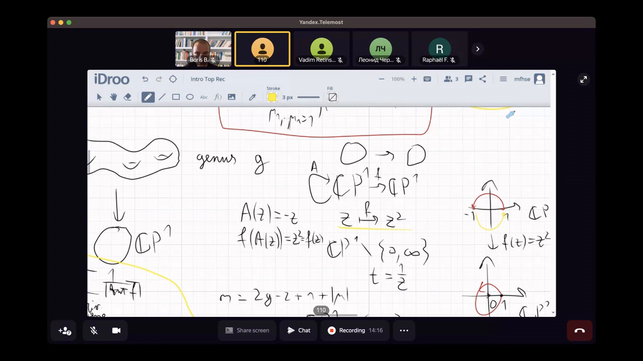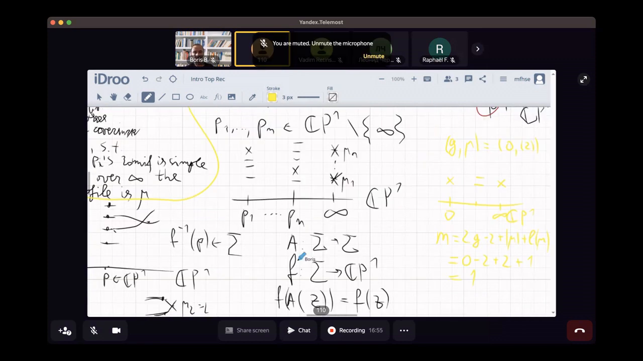And in this case, it's 0 minus 2, plus size of mu, which is the sum over all mu i's, it's 2, and plus length of mu, which is 1. And we see that it's 1 here, and this is precisely what we expected, right? No contradiction here. So we expected that we only have one simple branching point, and that's what we got.